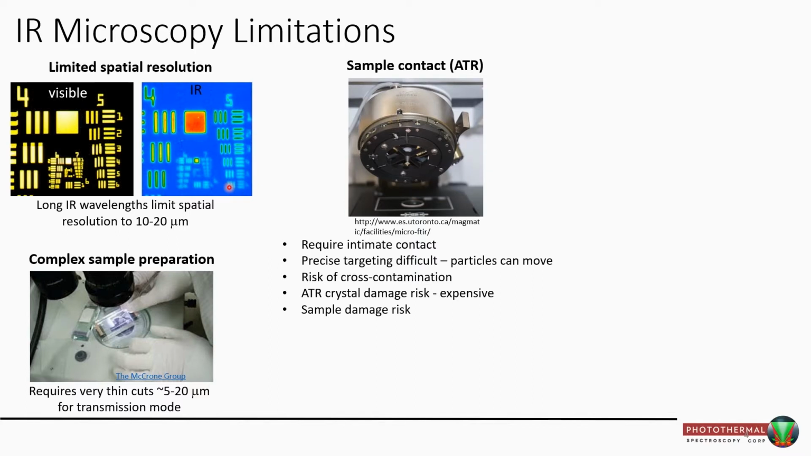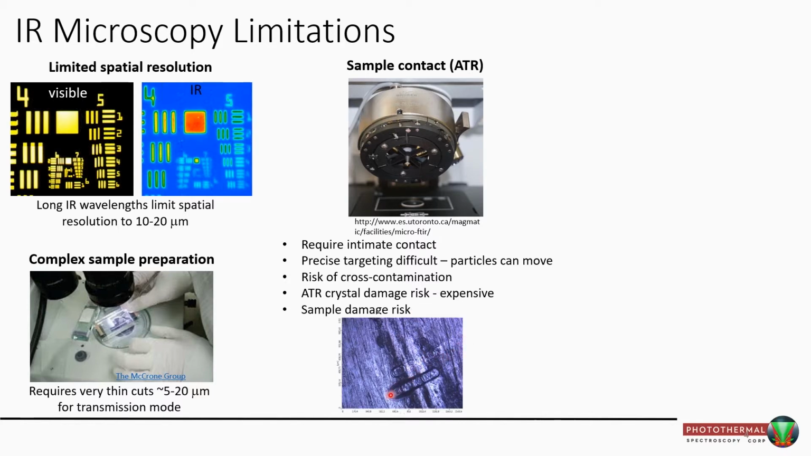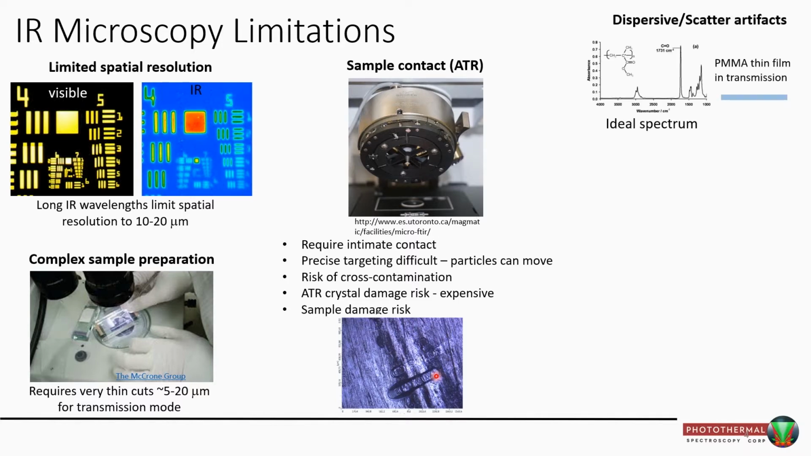Right, so a lot of people also use micro ATR, which gets across some of these, but it requires intimate contact with the sample. It requires precise targeting of the particular particles, and if you make contact with a loose particle, quite often it can move, and you won't know until the end of the measurement. If you're using the same ATR for multiple contact points, there's risk of cross-contamination. The ATR tips themselves can be damaged, cracked, broken, stretched. They're expensive. And of course, there's risk of damage to the sample itself. In this picture, we see how the tip of the ATR, through multiple contacts, has left a trail, almost like a snail trail along the sample, so indentations are actually changing and deforming the sample.